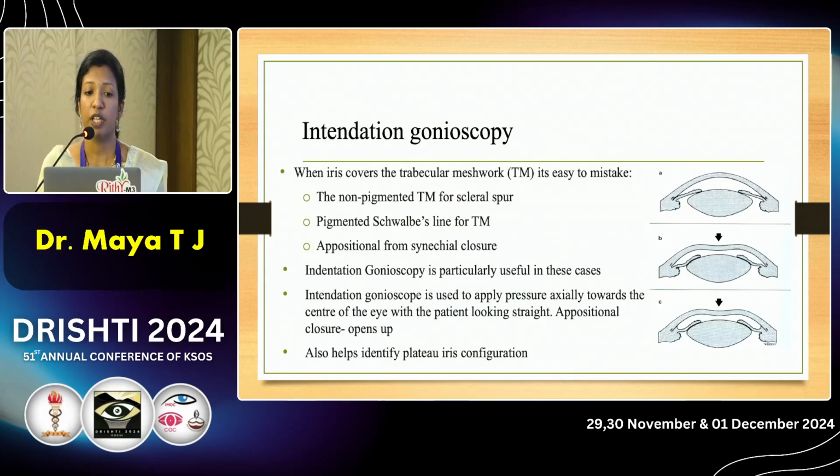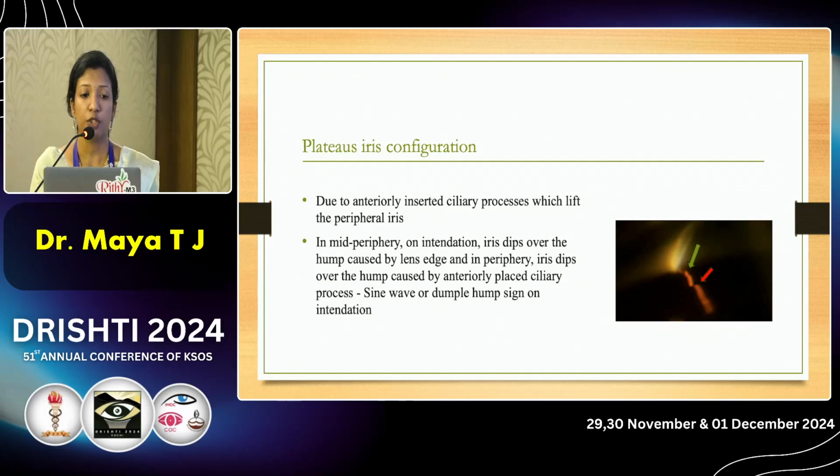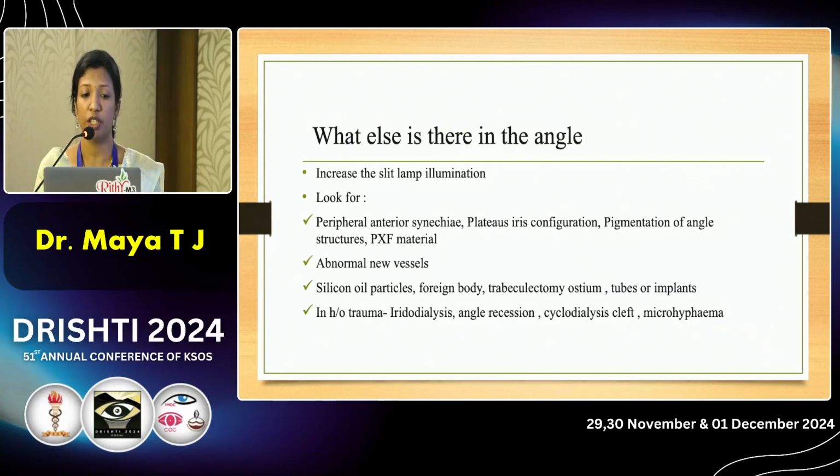Indentation gonioscopy. When the iris covers the trabecular meshwork, it's easy to mistake the non-pigmented trabecular meshwork for scleral spur, or pigmented Schwalbe's line for trabecular meshwork, and to differentiate appositional from synechial closure. In this, indentation gonioscopy is particularly useful. Indentation gonioscope is used to apply pressure axially towards the center of the eye while the patient is looking straight. Appositional closure opens upon indentation. It also helps to identify the plateau iris configuration, which is due to anteriorly inserted ciliary processes. This gives a sine wave and double hump sign on indentation.